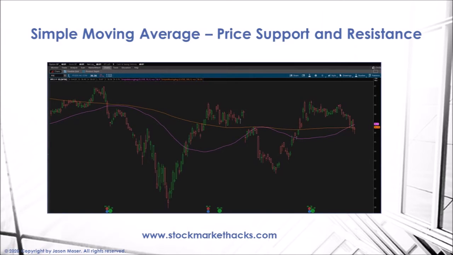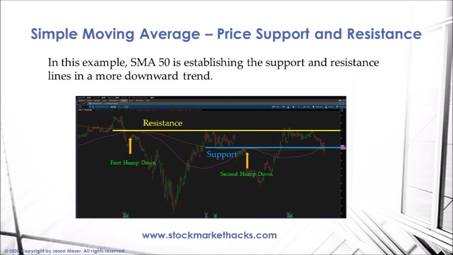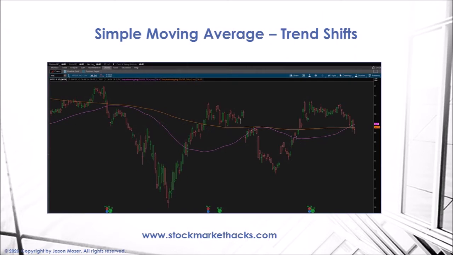Simple moving average, price support and resistance. When an SMA line goes up and flattens, then goes up and flattens again, or opposite in this case, it shows the support and resistance levels for price. In this example, SMA 50 is establishing the support and resistance lines in a more downward trend.